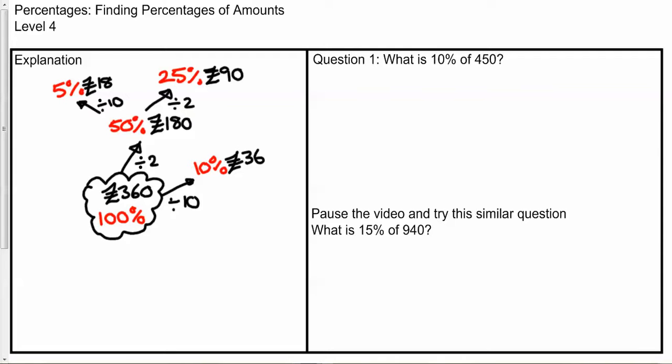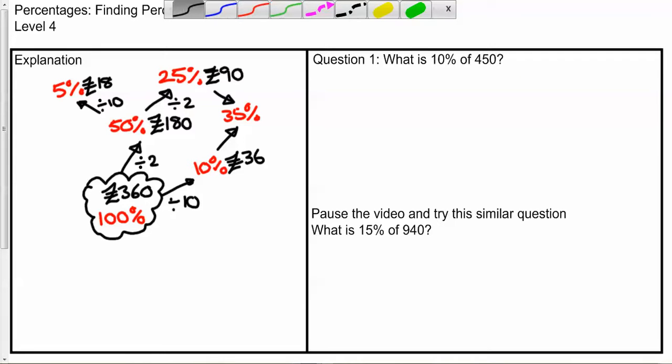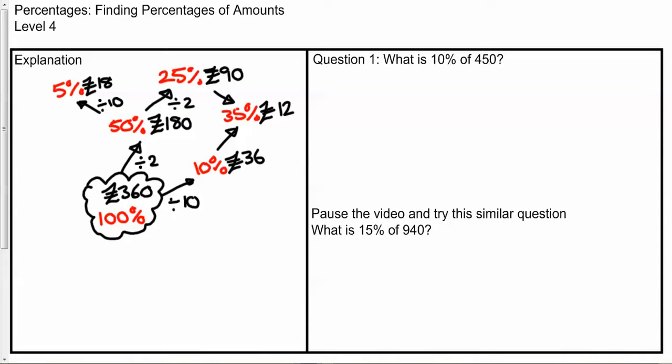Now that allows us to find some other, more complicated percentages quite easily. For example, if I combine together my 25% and my 10%, that will give me 35%. That means £90 plus £36. So 35% of £360 is £126, by combining two easier percentages to make a more difficult one.